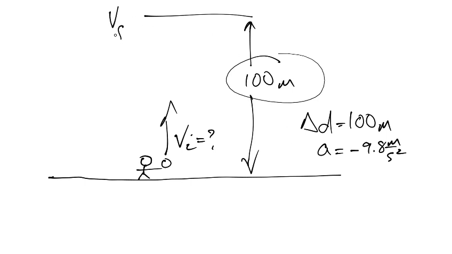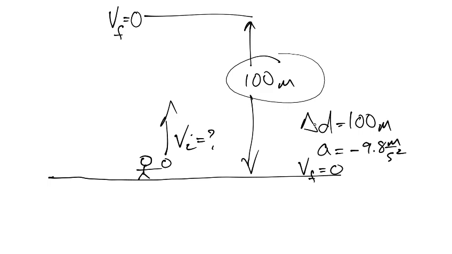In addition to that, we also have one other kind of sneaky piece of information, and that is the velocity at the top, the final velocity, and that is 0, because at the top it momentarily stops before it changes direction. So we'll say the final velocity is 0.